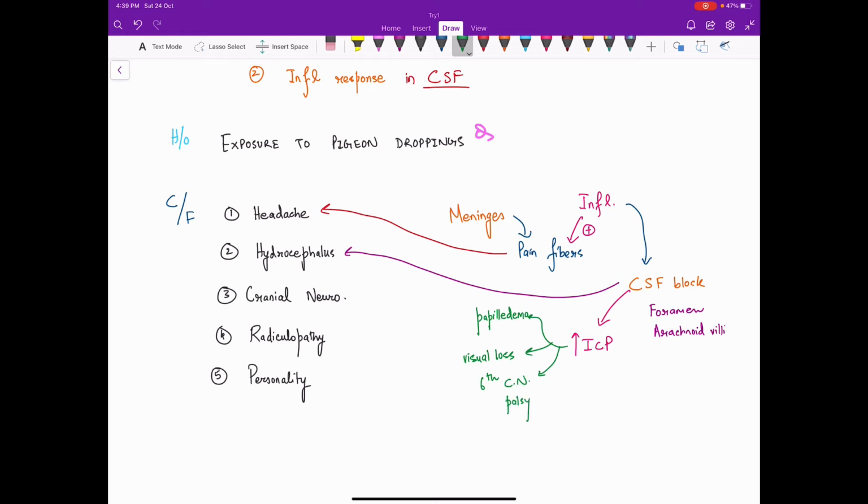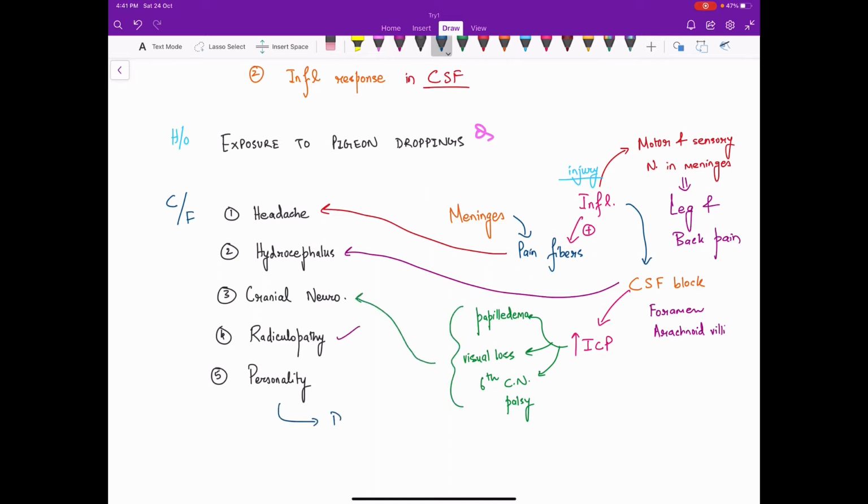Radiculopathy means nerve root injuries. A lot of motor and sensory nerves are present in the meninges, and because of the inflammation of the meninges, these nerves are affected. It presents as leg and back pain. Personality changes are seen as disorientation, drowsiness, and memory loss.